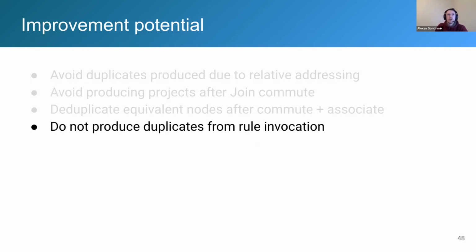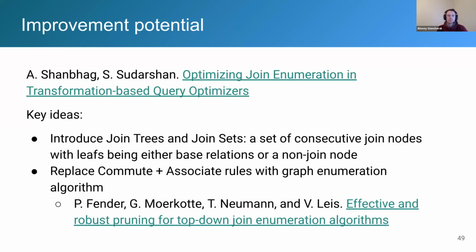And now, if we have those two issues solved, one fundamental thing that is still present is the duplicates that are produced by the commute and associate rules. And actually, in academia, there is a suggestion of how you can overcome that in transformation-based optimizers. And the key idea here is that there are two key ideas.